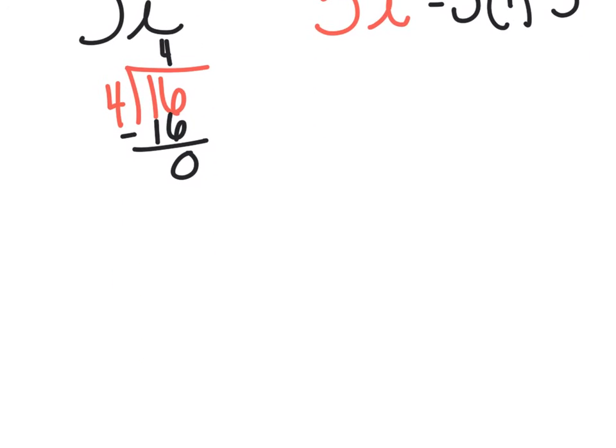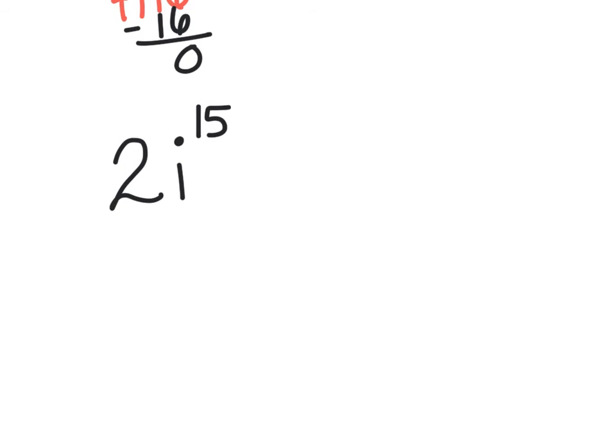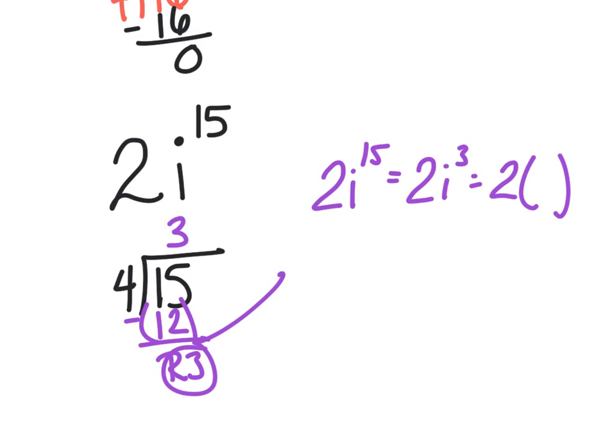All right, one last one for you to try on your own. Let's say 2i to the 15th. Pause it, give it a whirl, and then turn it back on to see if you got it right. All right, so I took that exponent of 15 divided by 4, went in 3 times, but all I care about is that remainder. So I said 2i to the 15th is the same as 2i cubed, and i cubed is negative i. So the final answer is negative 2i.